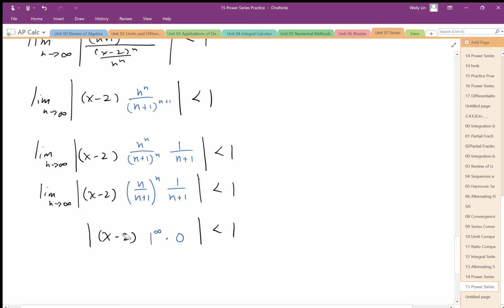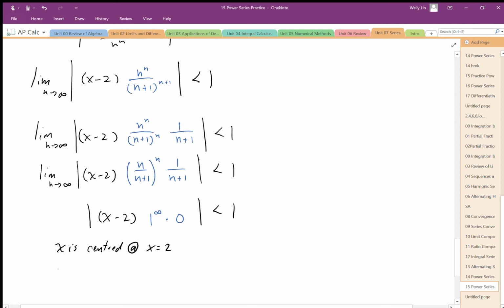So we have the center of convergence at x equals 2. Okay, so that's going to give us our center. And the radius in this case becomes infinite because any value of x will be able to satisfy this inequality. So we know that x is centered at x equals 2, and our radius is infinite.